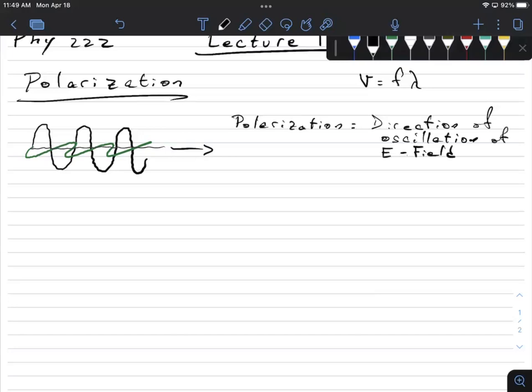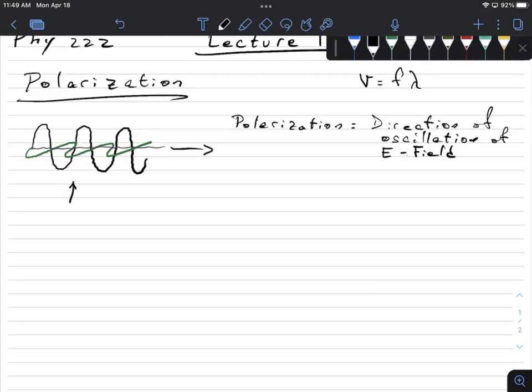So in the example I've drawn here, the electric field is oscillating up and down. So we would say this light is polarized upwards or downwards. It doesn't matter, up or down. We would say it's polarized up. And so we can say, okay, this light is polarized upwards. But of course, it doesn't have to be polarized up. That's just how I drew it.